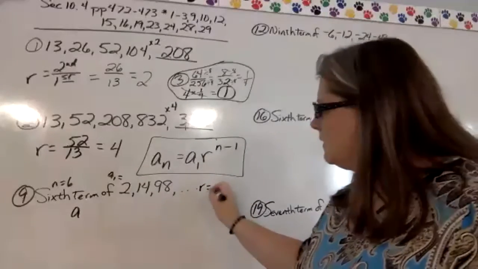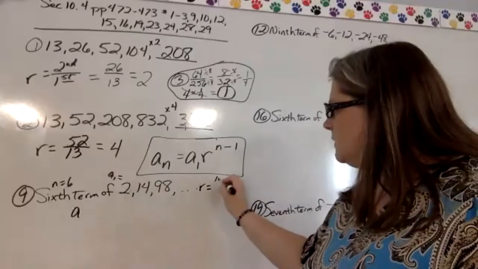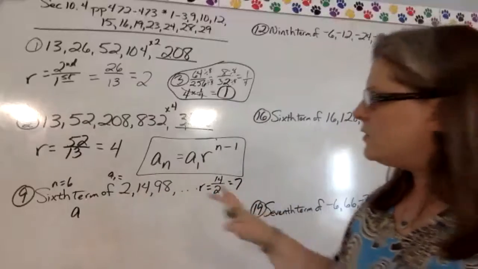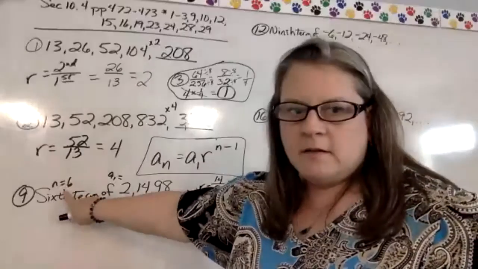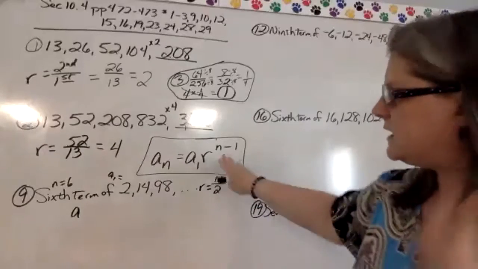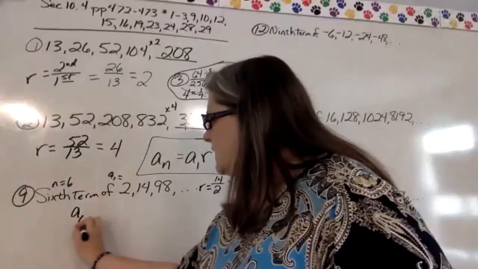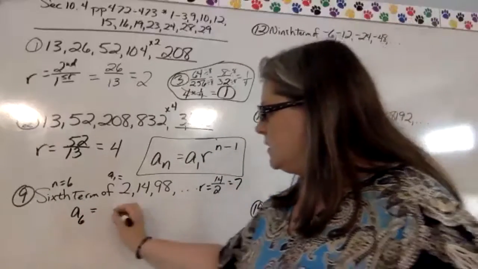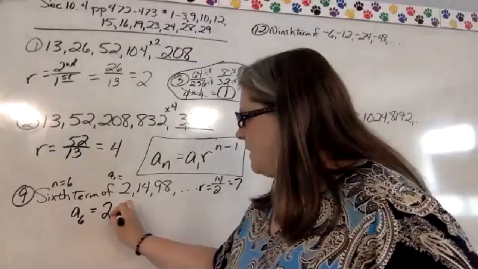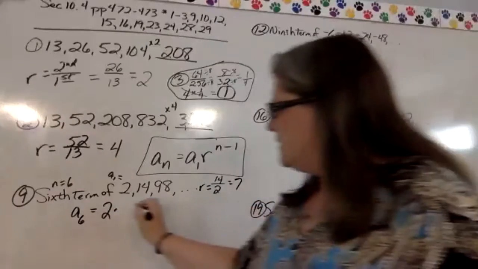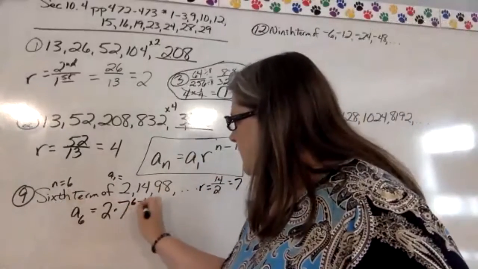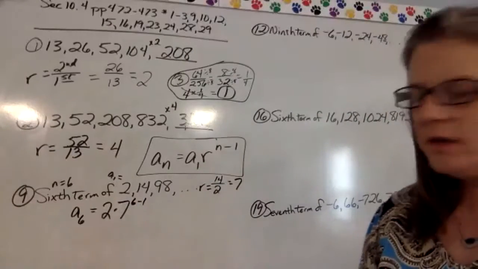14 divided by 2. You take the second term divided by the first term. So 14 divided by 2 is 7. To plug them into the formula, you have to know n, a sub 1, and r. So my sixth term is equal to a sub 1, which was 2. Two things right next to each other in algebra means multiplication. So that's times r, which we found was 7, to the n minus 1 power. n was 6, so 6 minus 1 up here. We have to simplify that now to get our answer.